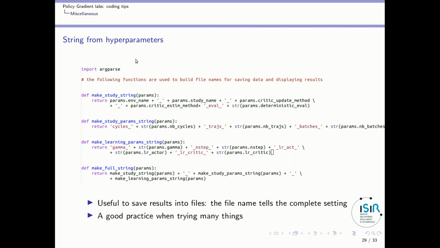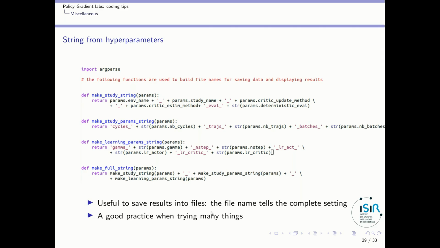Okay. A different thing that I wanted to say that's also a good practice is that given this list of arguments, I have defined functions to provide a string specifying all arguments and arguments value. So here I have the make study string that tells me what's the environment name, what's the study name, what's the critic update method, etc. Then I have 3 different methods for local parts of the arguments, and then I have the make full string which calls each of those 3 methods so as to provide a very long string that tells me every hyperparameter that I used. Okay, so that's a good practice to do this.